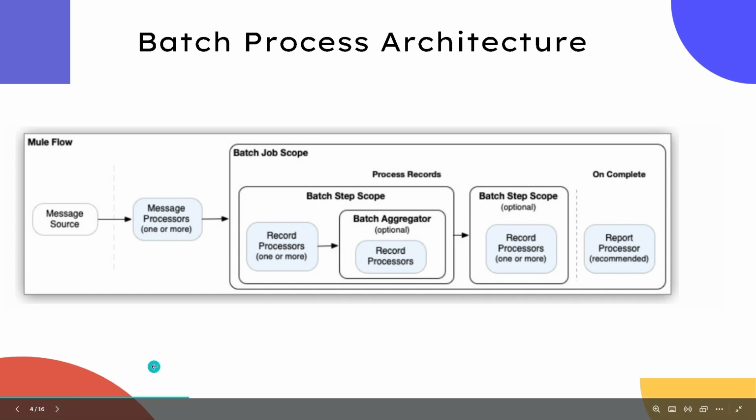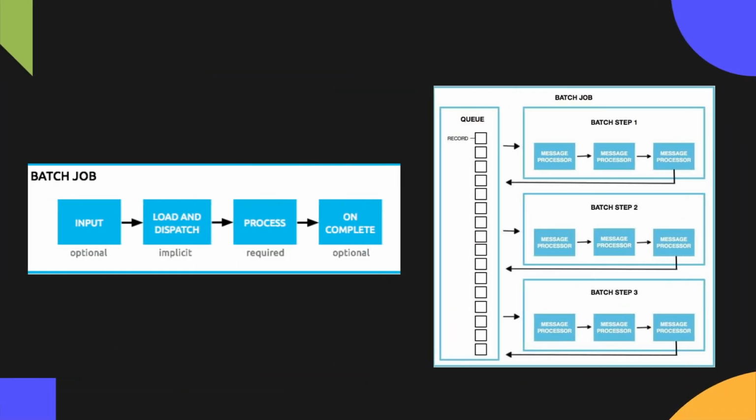So guys, let's move on to the next topic, which is batch processing components. As we previously saw in the batch process architecture, we have a batch job scope, a batch step, and a batch aggregator inside the batch step, and in the end you have the on-complete phase. So these are the typical components we have inside the batch process. In Anypoint Studio, let me show you how those components look.